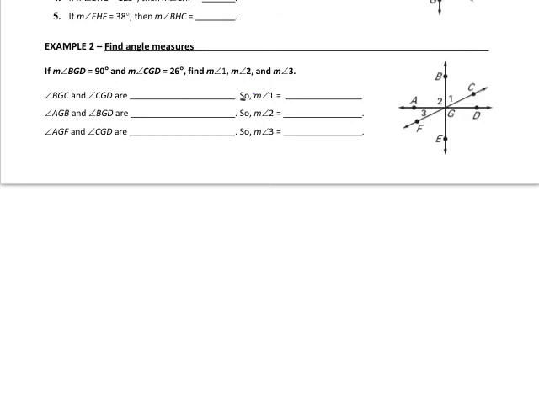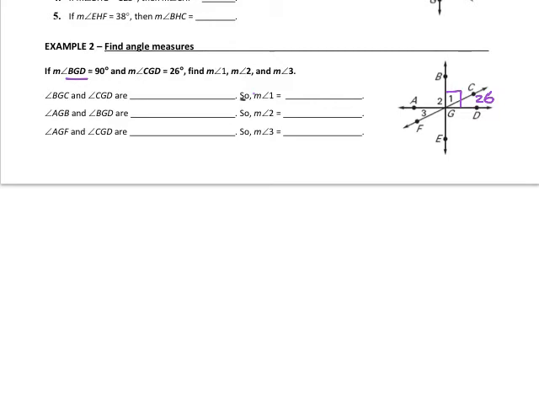Okay, last on this side of the paper, we're going to look at example number 2. And in this diagram, it says that BGD is 90, so I'm going to mark that. And I'm also going to mark that CGD is 26. Now it's asking us to find the measure of angle 1, the measure of angle 2, and the measure of angle 3. Well, what kind of angles are BGC and CGD?